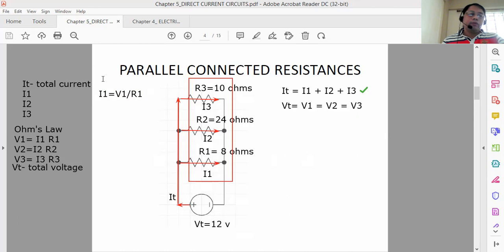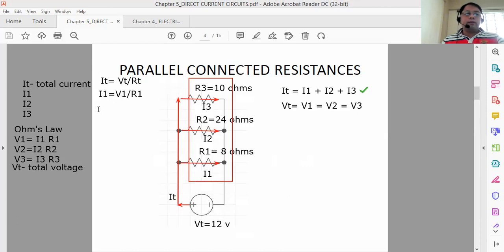So if we base that on Ohm's law, IT, so I total, is equal to VT divided by RT. And what are VT and RT? RT must be the total resistance. VT is the total voltage. So therefore, to get this current that comes out of the battery, we can divide these two. Okay.